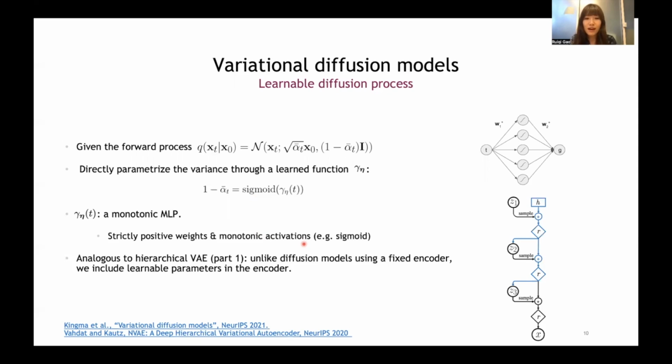Recall that in part 1, we learned that diffusion models are directly connected to hierarchical variational autoencoders, in the sense that diffusion models can be considered as hierarchical variational autoencoders, but with a fixed encoder. This model is named variational diffusion models because it is even more similar to hierarchical variational autoencoders, as we are optimizing the parameters in the encoder together with the parameters in the decoder.